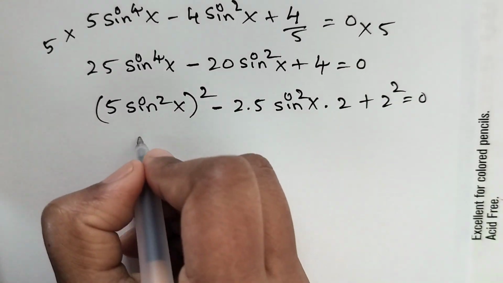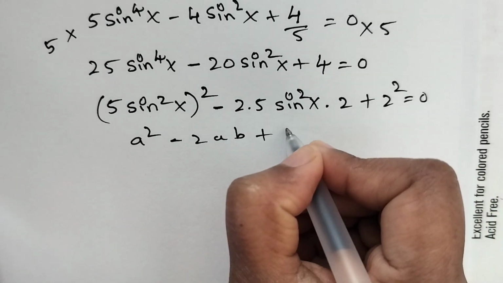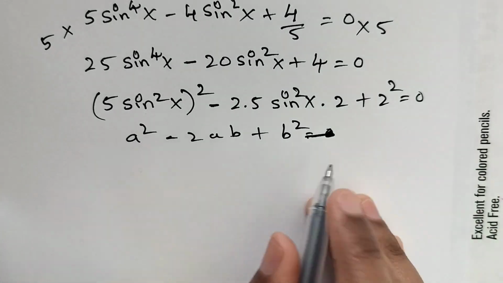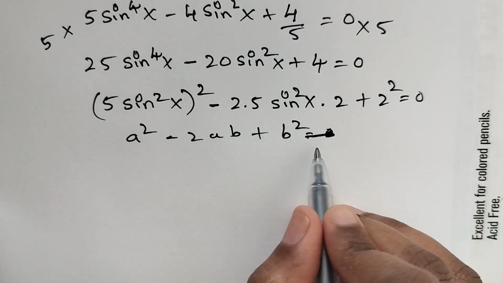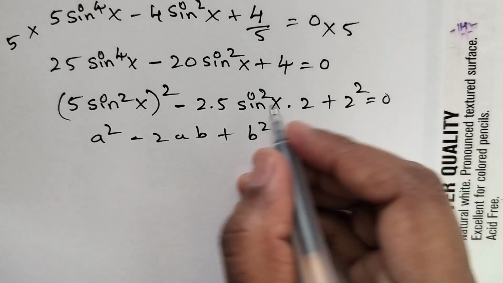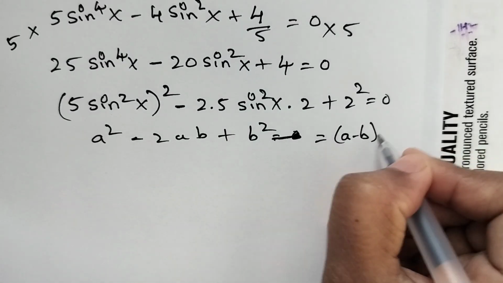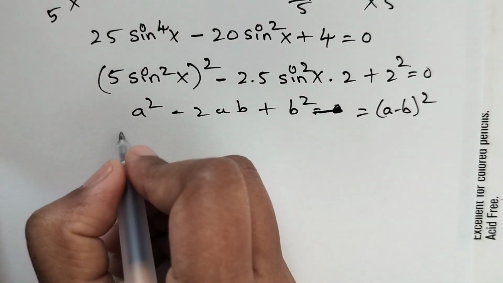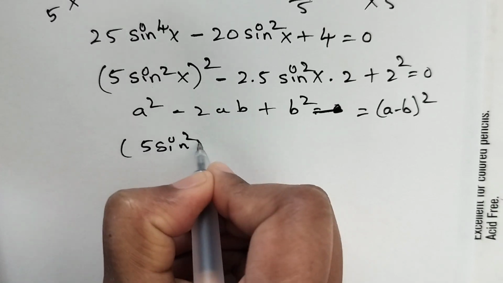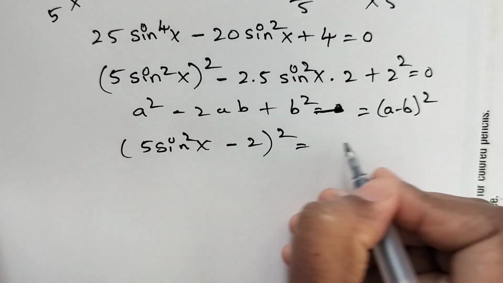So now this is in the form of a square minus 2ab plus b square is equal to 0. So we know this formula, a square minus 2ab plus b square, which is equal to (a minus b) whole square. So using this formula, here we can write a value is 5 sin square x, minus b value is 2, whole square is equal to 0.